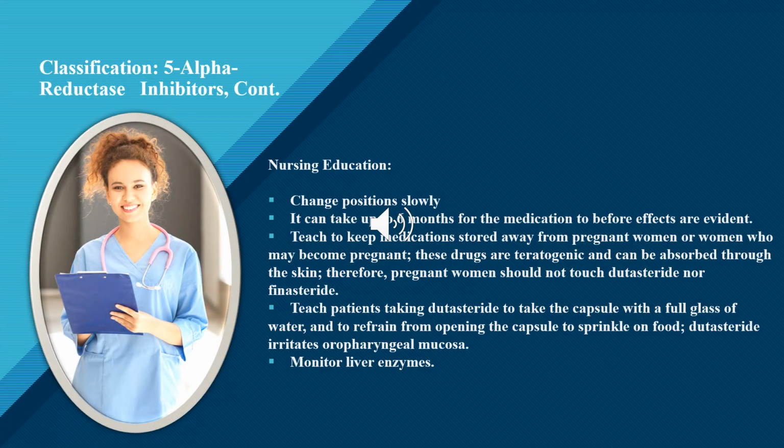Just like I mentioned in the previous slide, this medication can lead to orthostatic hypotension, as evidenced by low blood pressure, dizziness, and problems with balance. Okay, so educate the patient to change position slowly. An important thing here is that when you are giving these medications, they might take up to 6 months for the medication to start taking effect. Okay, so it might take some time. So educate the patient so they don't get desperate.